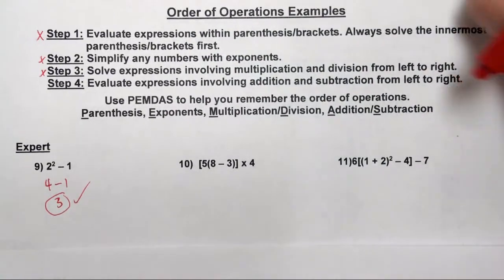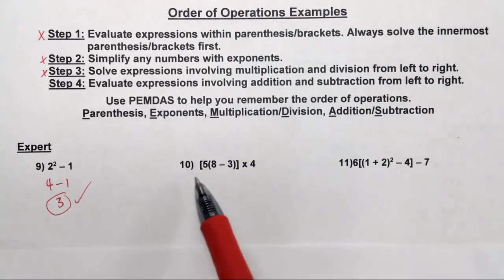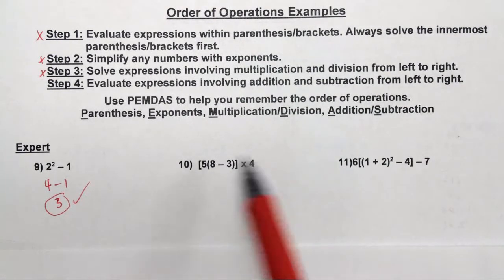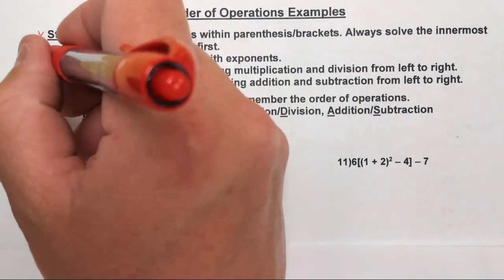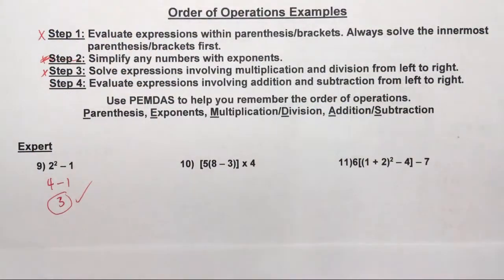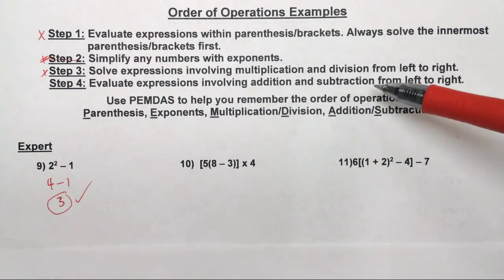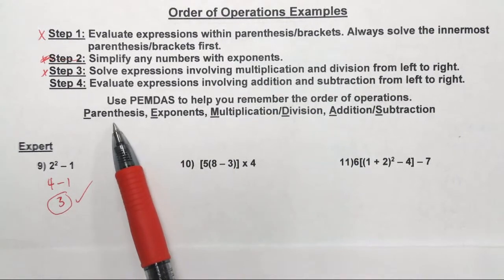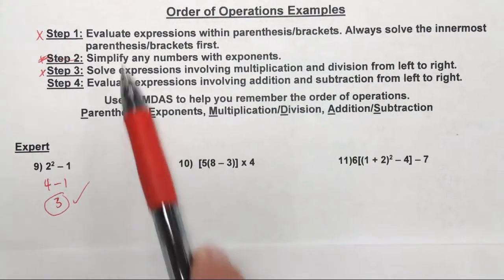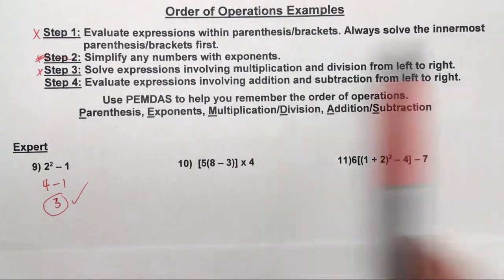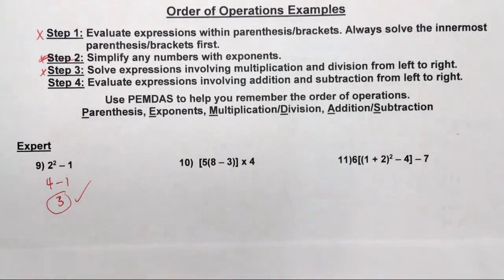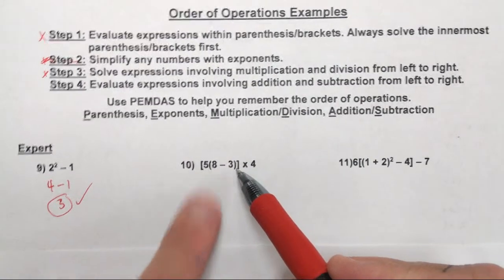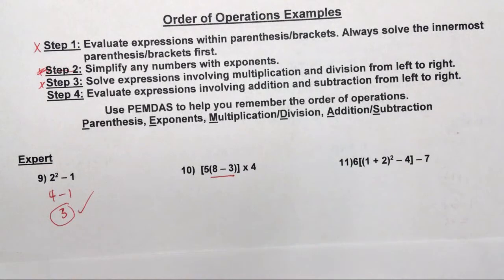Number 10, though, gets quite a bit more challenging. I've got these little brackets in here. I've got parentheses, we've got subtraction, we've got multiplication. So the only thing I don't have is exponents, so exponents can be skipped here. But we are going to be dealing with steps 1, 3, and 4. Step 1, or if you want to do PEMDAS, says we need to simplify anything involving parentheses. But if you look a little bit closer, always solve the innermost parentheses or brackets first. Notice how these parentheses are inside these brackets. I need to solve that expression first.